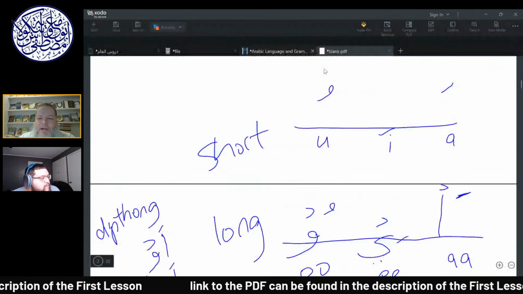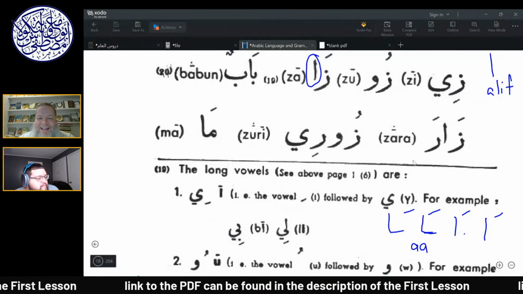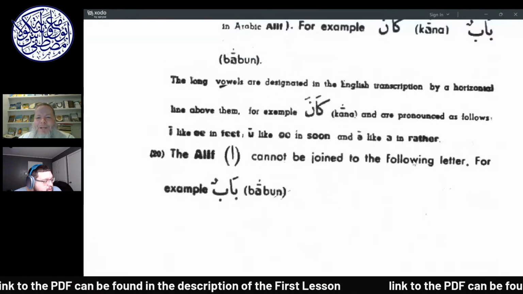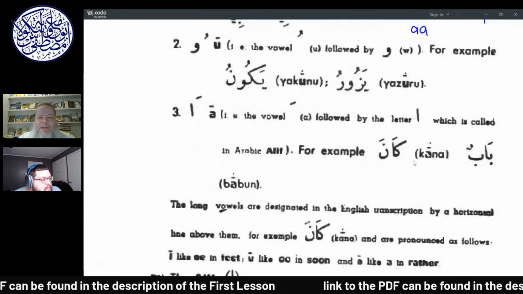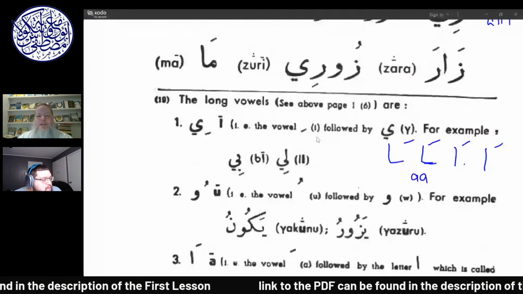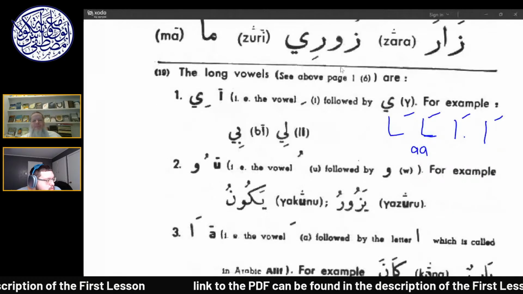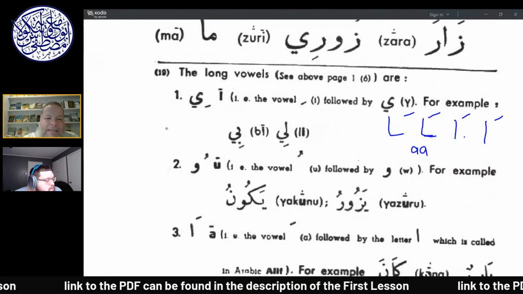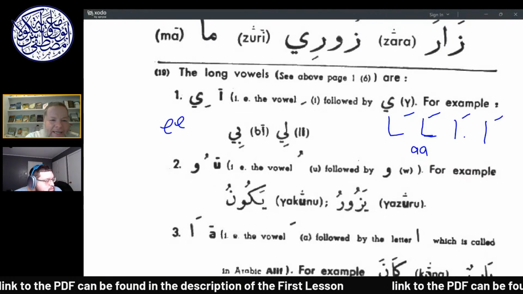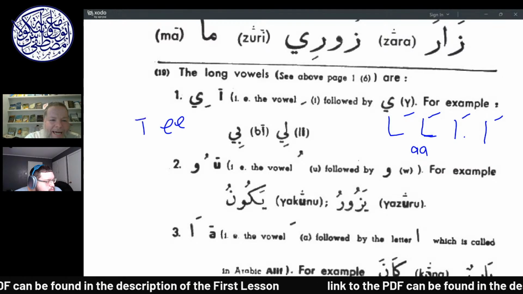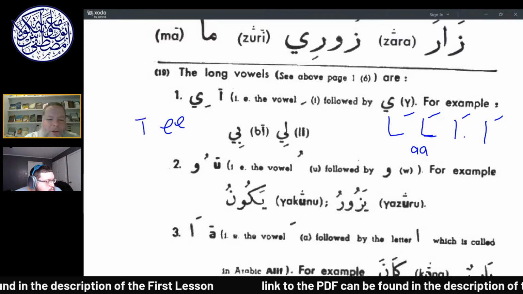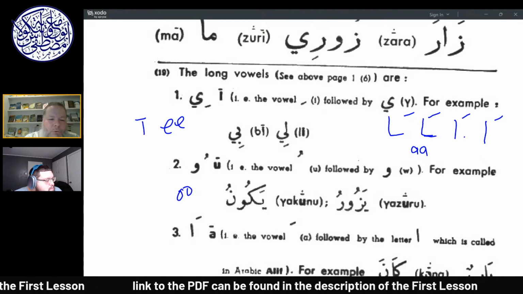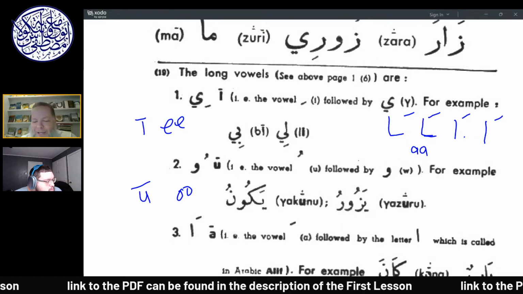Well, we're going to give us some practice right here. Where are we at? You can read the footnotes if we want. The long vowels are, if you see above, the kasra and the ya make the E sound. They're not going to write EE in this book. What they're going to write is an I with a line over it. They're not going to write OO for oo. They're going to write a U with a line over it, just like a long vowel in English.